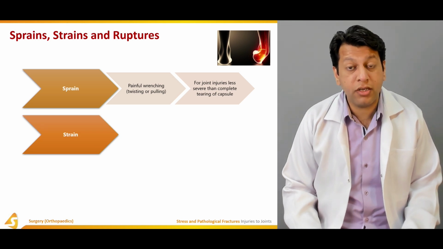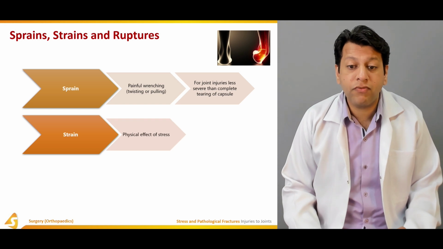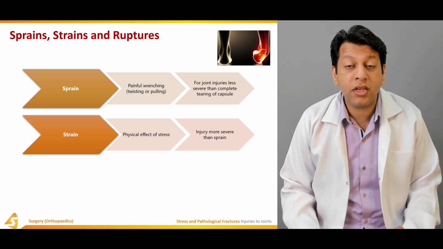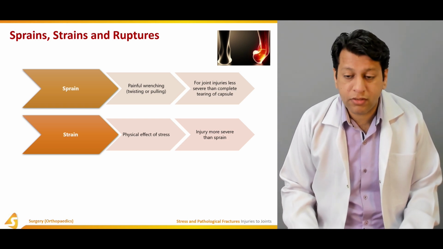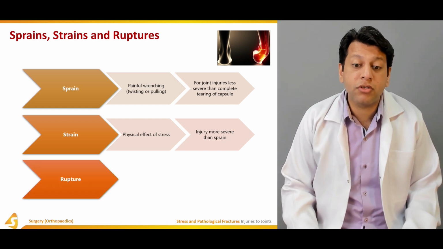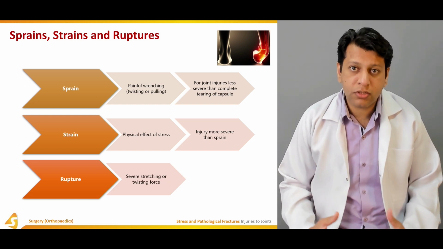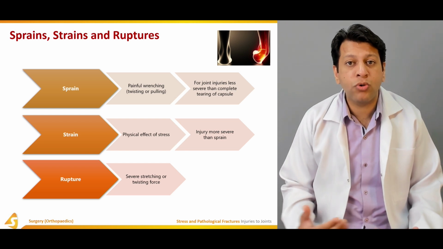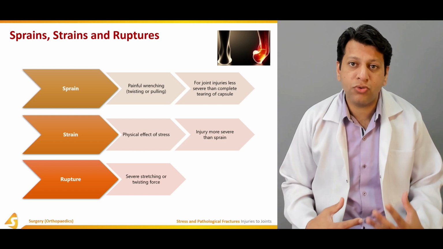Now coming to the strain, there's a difference between a strain and a sprain. Strain is the physical effect of stress. It is an injury more severe than the sprain, and why? Because in this the bone is also taking some hit in the form of a load acting on it. And now coming to the rupture, as we know, joints are not only surrounded by capsules and tendons, there are also ligaments which unite one bone to another bone, and they are also taking the load at times during joint movement.